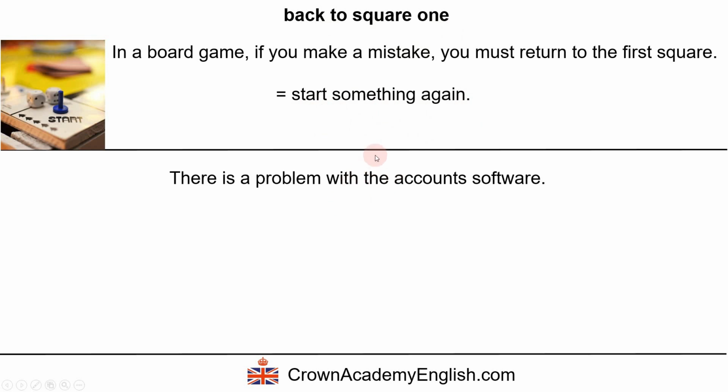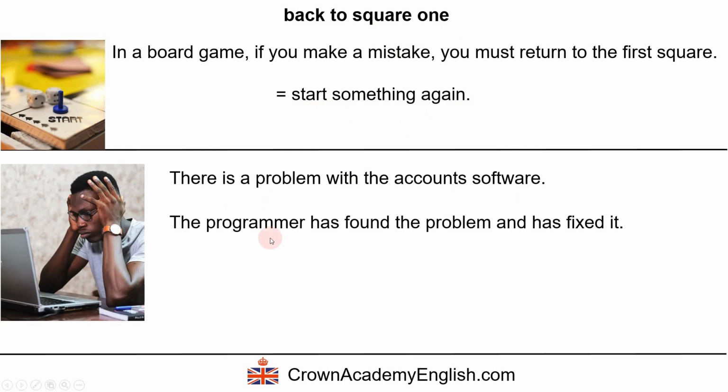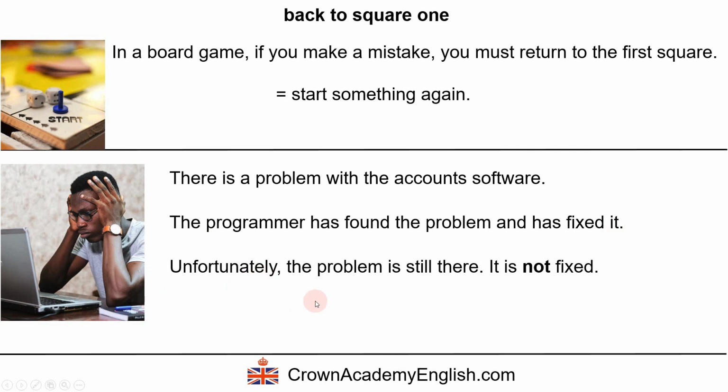So let's give a business example. There is a problem with the accounts software. The programmer has found the problem and he has fixed it. Or he thinks he has fixed the problem, because unfortunately the problem is still there. It is not fixed. And now the programmer is back to square one. He has to start finding the problem all over again. He's back to the beginning.